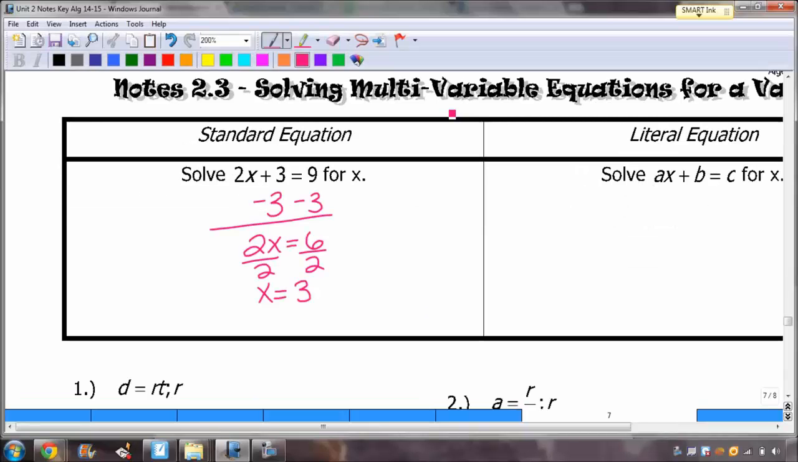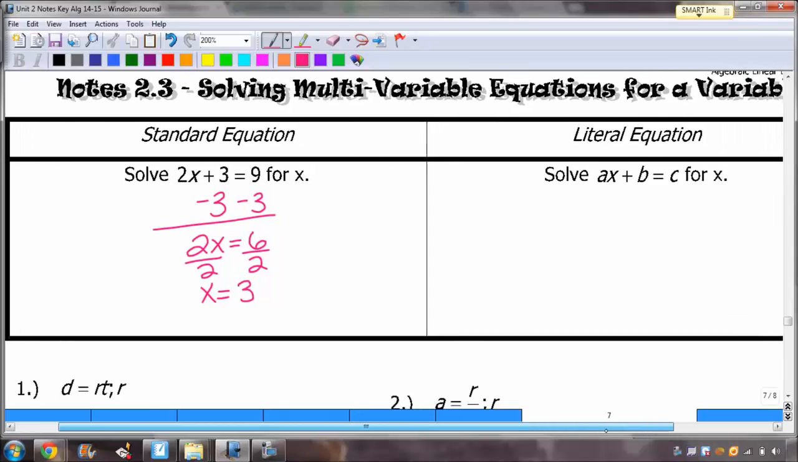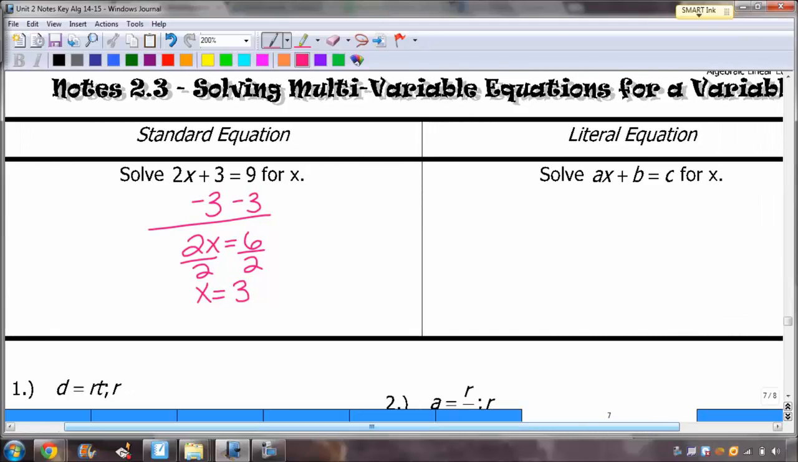All right, go ahead and look at the work that we have here. If you need to press pause to make sure that you understand this, go ahead and do so. All right, so now we're going to look at our literal equation. Now, a literal equation is just a standard equation that might have more than one variable in it, and we're trying to get one of them by itself. So if you notice right here, it says solve 2x plus 3 equals 9 for x. Here it says solve ax plus b equals c for x.